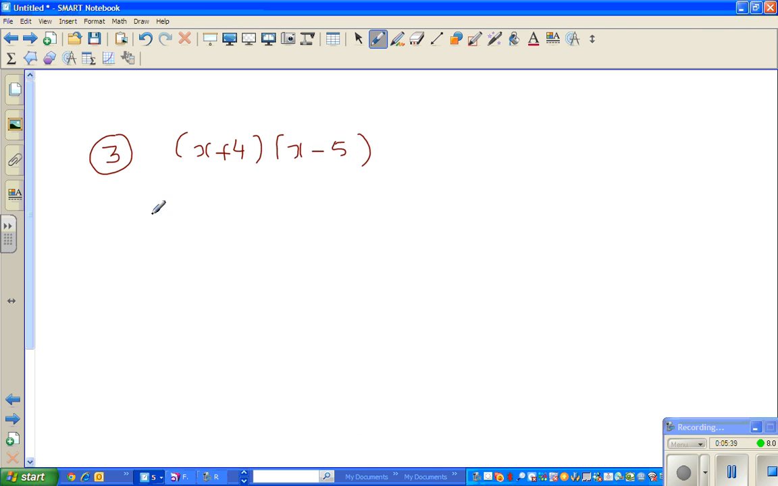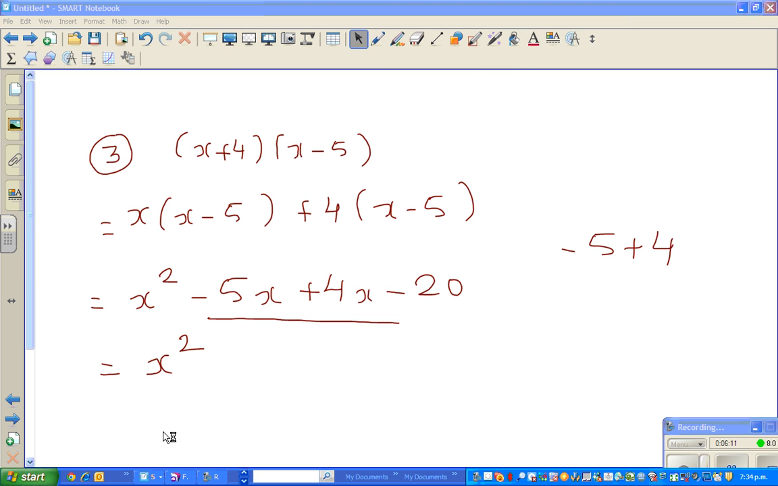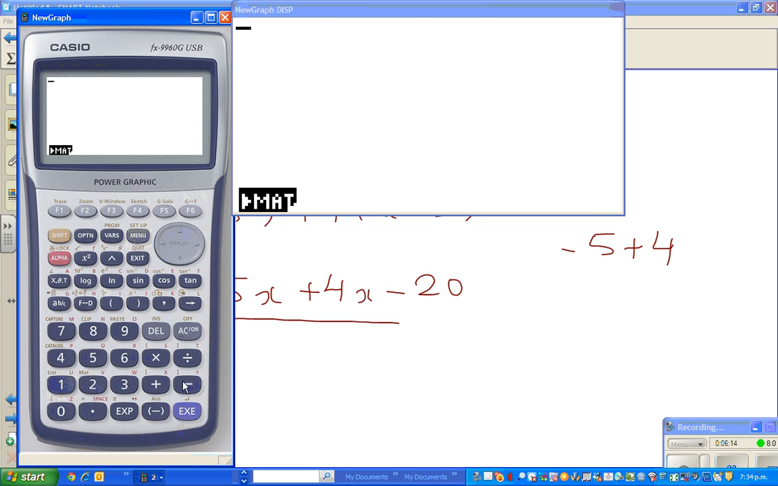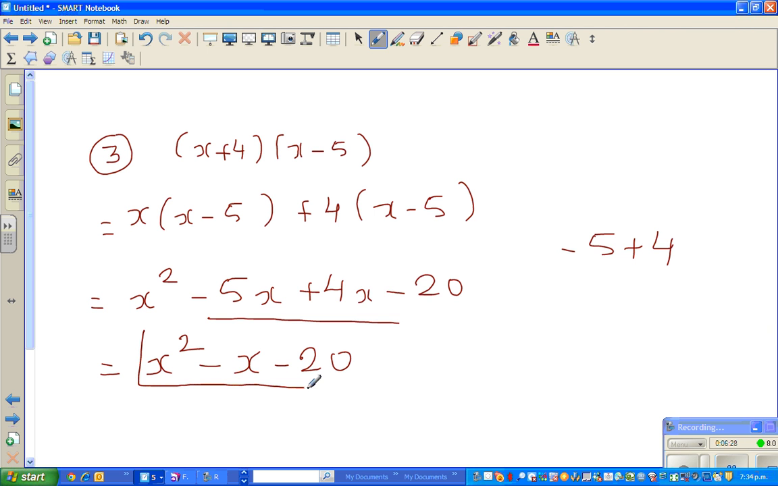One more. The same principle, x times x minus 5 plus 4 times x minus 5. So this becomes x squared minus 5x plus 4x minus 20. So this is minus 5x plus 4x. Those who are not sure how to do this, you can do this on a calculator. Minus 5 plus 4. You get your calculators out. It's always good to be safe if you're not sure. So minus 5 plus 4 is negative 1. Okay? So this is where most mistakes happen. You may not write that 1. That's understood. So this is the third question.